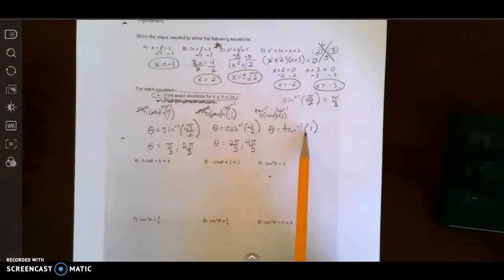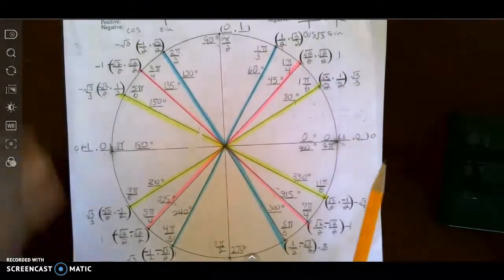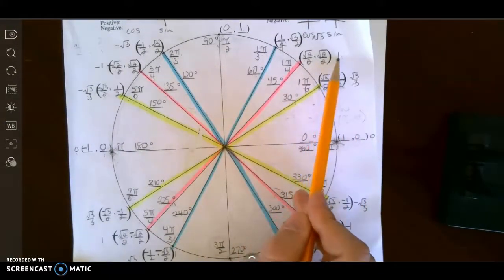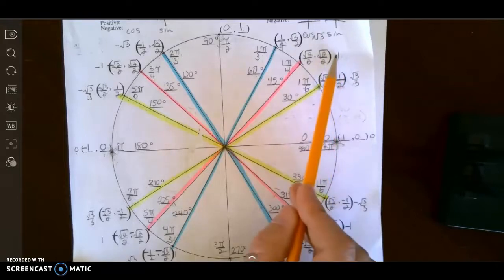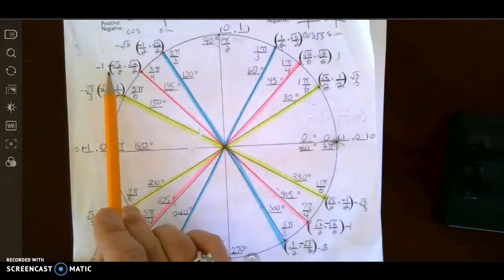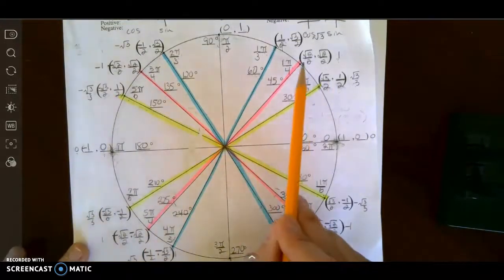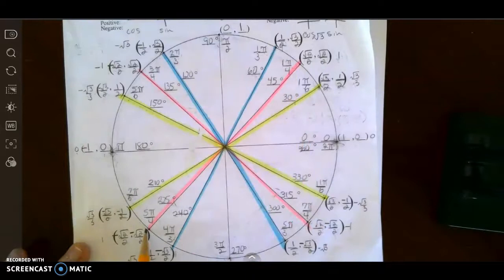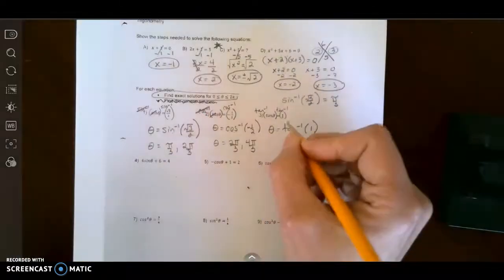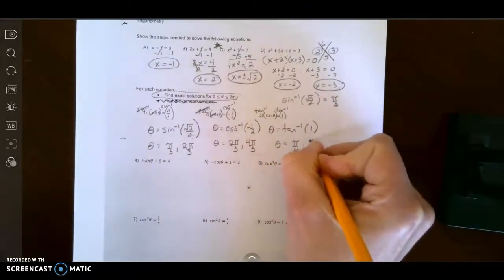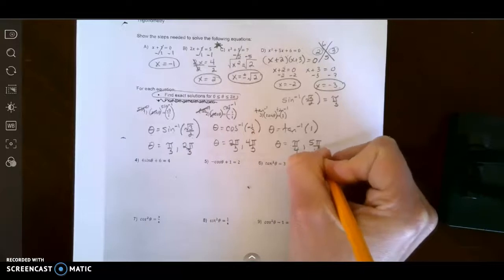So where is the tangent positive 1? Okay, so I'm looking at the outside. Right there, a pi over 4. So now I know it's got to just stay with my pi over 4. So let's look. Oh, it's negative there. It's positive here. So at pi over 4 and 5 pi over 4. Over here it's negative. So at pi over 4 and 5 pi over 4.